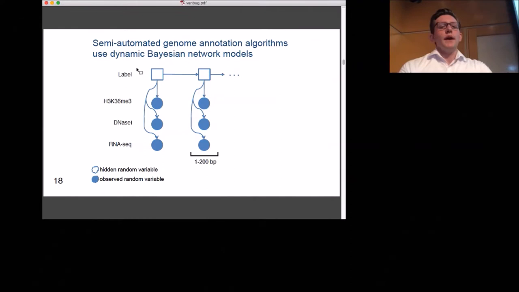What we assume is that for each position in the genome, and by position I mean between one base pair and up to 200 base pairs, there is some label that corresponds to what type of functional element that is, and that the observed data sets, including histone modification, DNA-seq, and transcription factor binding, are generated according to what the type of functional element is at that position.